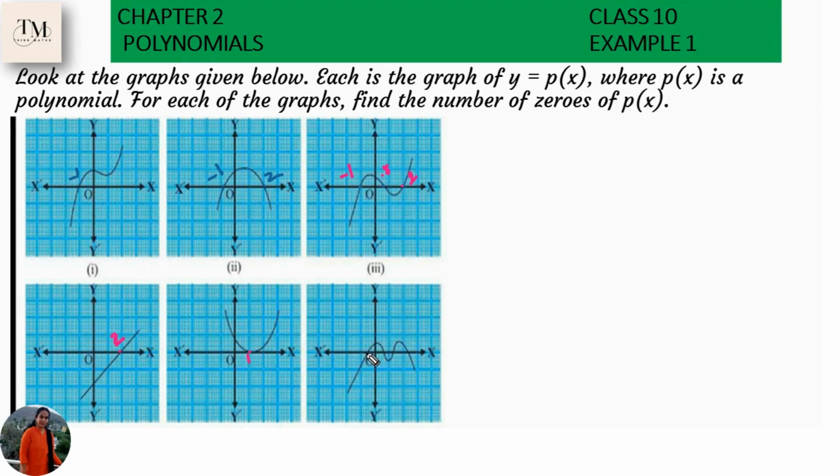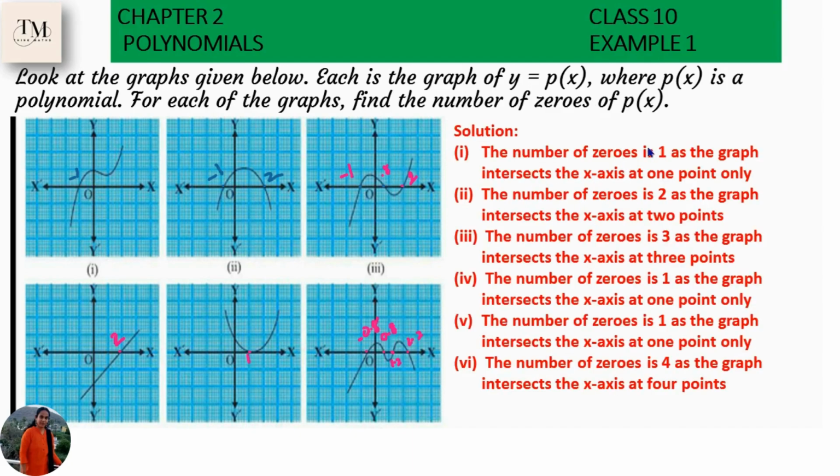In the next graph, 1, 2, 3, 4. So we get the zeros when x is almost minus 0.8, when x is equal to plus 0.8, when x is equal to 1.2, and when x is equal to 2.2. So the number of zeros is 4. Now let us write it.